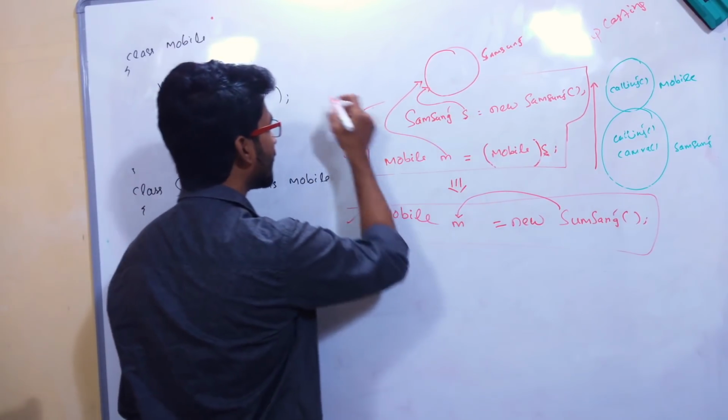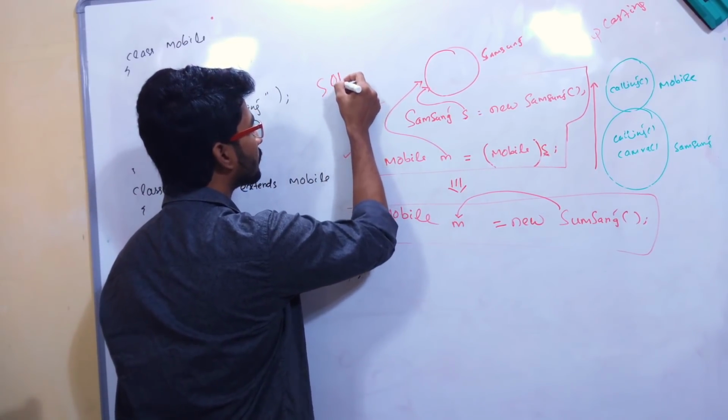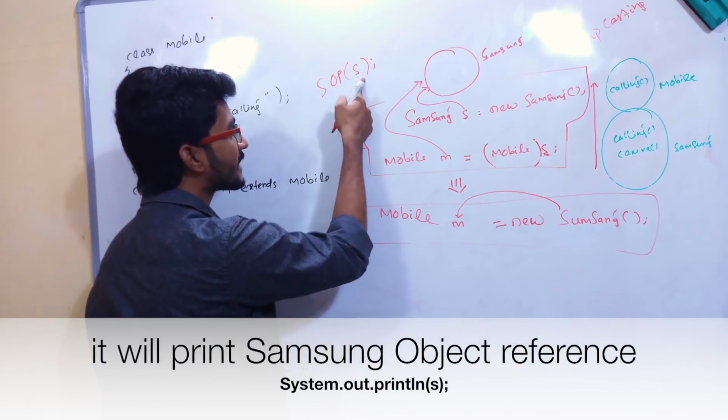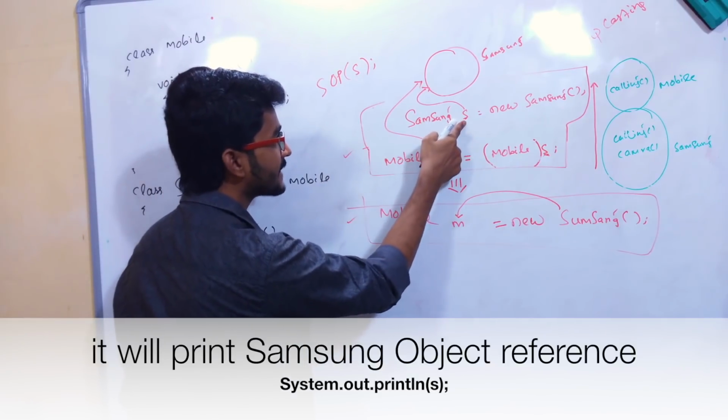So think about it. If I do System.out.println of s, what is it going to give me? System.out.println of s. So this s is pointing to what?